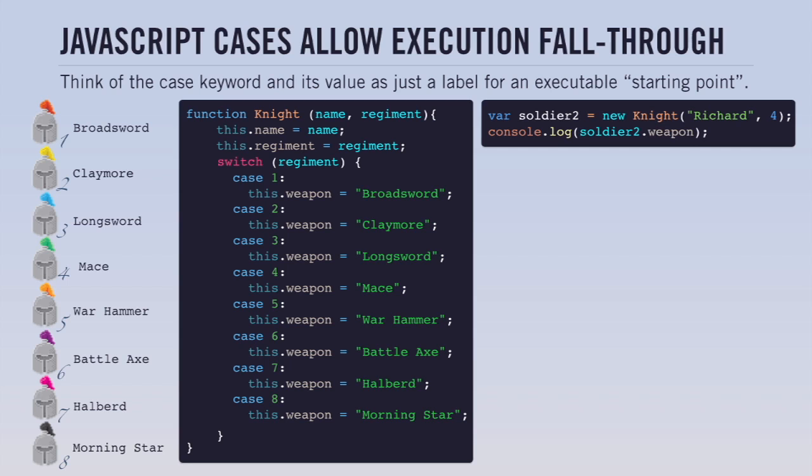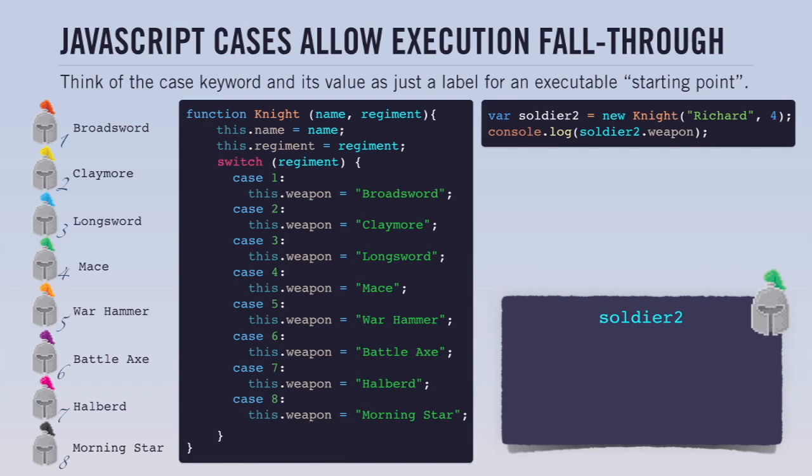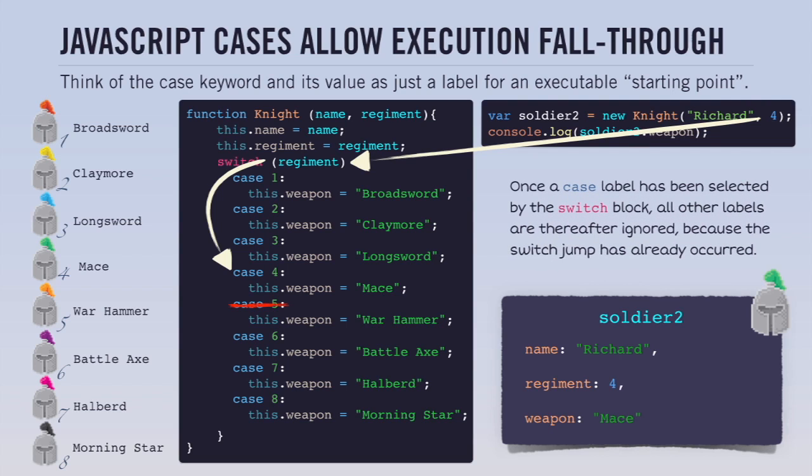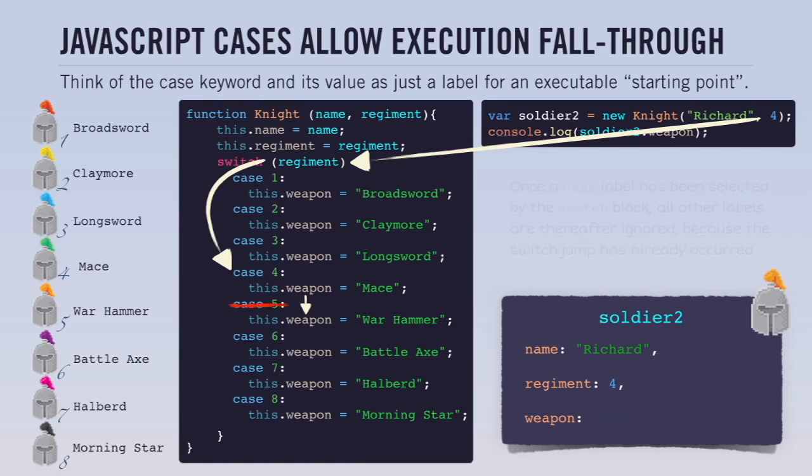Now, as we said, once a case label has been selected by the switch block, all of the other labels that are inside that switch block are completely ignored because the switch jump on the value has already occurred. What that means for Richard is when his number 4 gets passed in right now, the switch block jumps to case 4 and assigns him the weapon mace, but then the case 5 label is completely ignored, and so he gets assigned warhammer. Then he falls through to case 6 and gets assigned the battle axe. Then to 7 gets the halberd, then to 8, and finally gets the morning star.